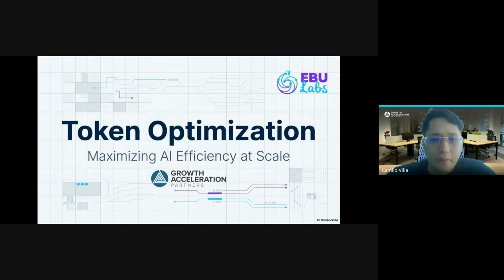Today we have the members of the EBU Labs team to give us very important information about token optimization. I'm going to present the members and then they'll get us started.